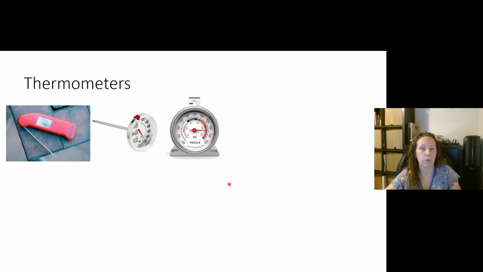And so the range is something that you need to consider when selecting your thermometer, because not all thermometers are going to have the range you need for what you are working with.